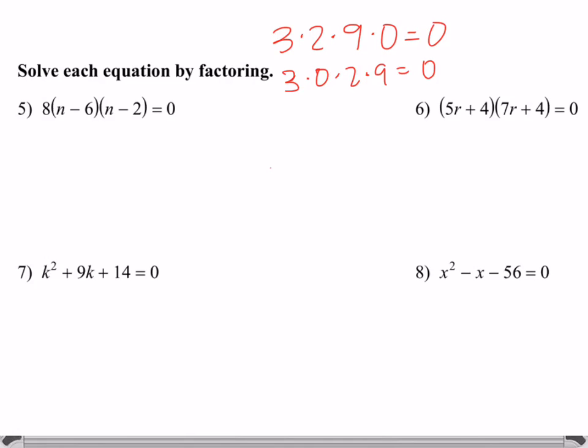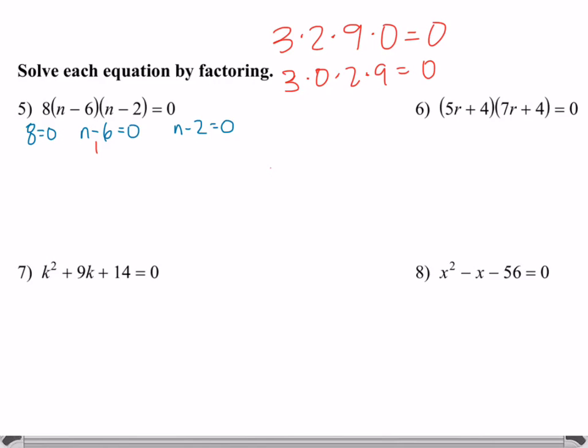All right? So we say 8 equals 0, n minus 6 equals 0. That's a 6, I apologize. And then n minus 2 equals 0. So see how each piece gets set equal to 0, because notice how the whole expression equals 0. So we want to find out what each piece would make it 0. So we find out there's going to be different answers. So 8 equals 0, we'll discuss that in a minute.